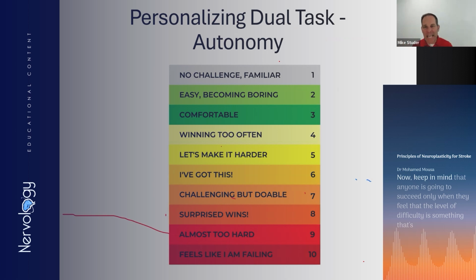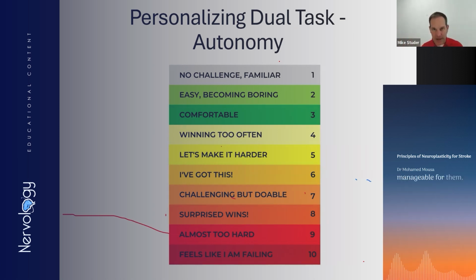Now, keep in mind that anyone is going to succeed only when they feel that the level of difficulty is something that's manageable for them. And in order to make a task manageable, sometimes we invite the patient in to help to rate how difficult it was, and then to tell us their preference for how difficult they want the future tasks to be. So we give them a degree of autonomy.